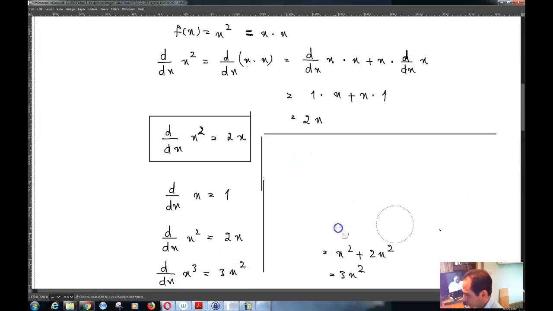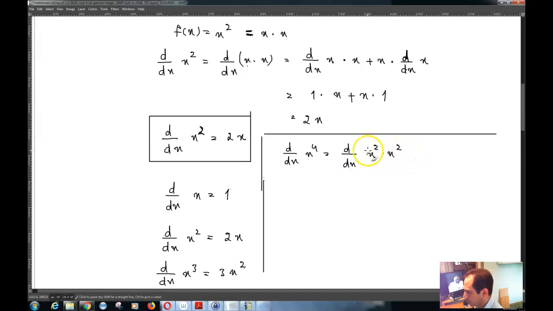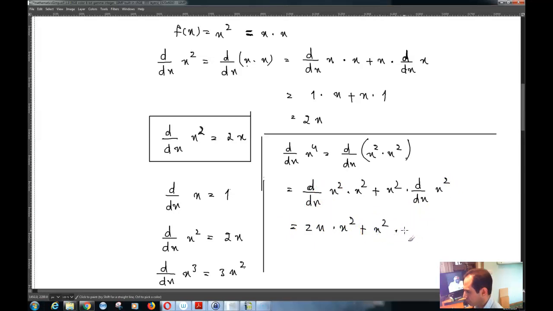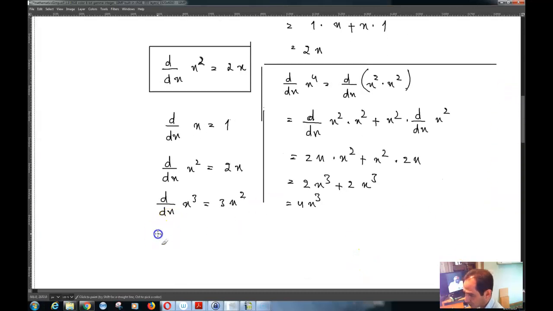Now if you go for d by dx of x raised to the power 4, you can write it as d by dx of x squared times x squared, which is the same thing as d by dx of x squared times x squared plus x squared times d by dx of x squared, which is 2x times x squared plus x squared times 2x, which is equal to 2x cubed plus 2x cubed, which is equal to 4x cubed. So d by dx of x raised to the power 4 is equal to 4x cubed.